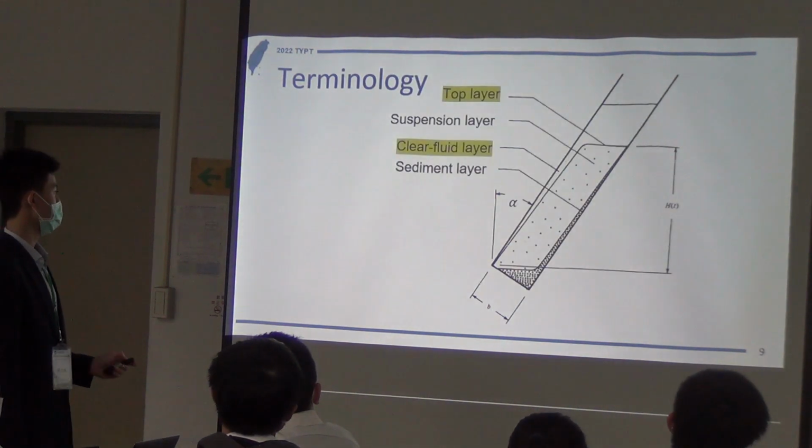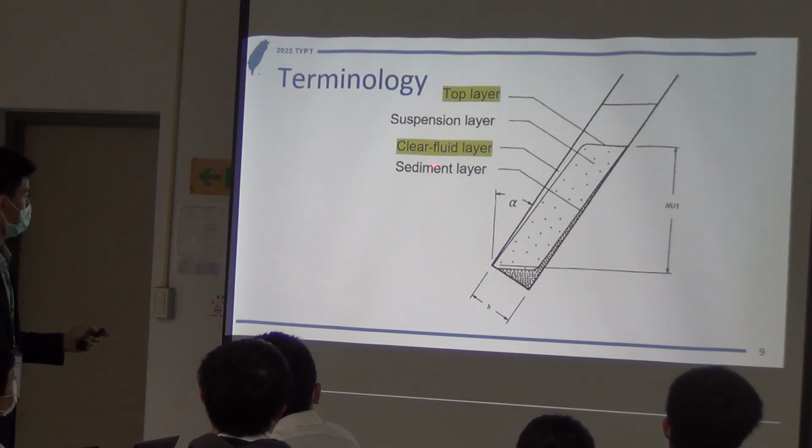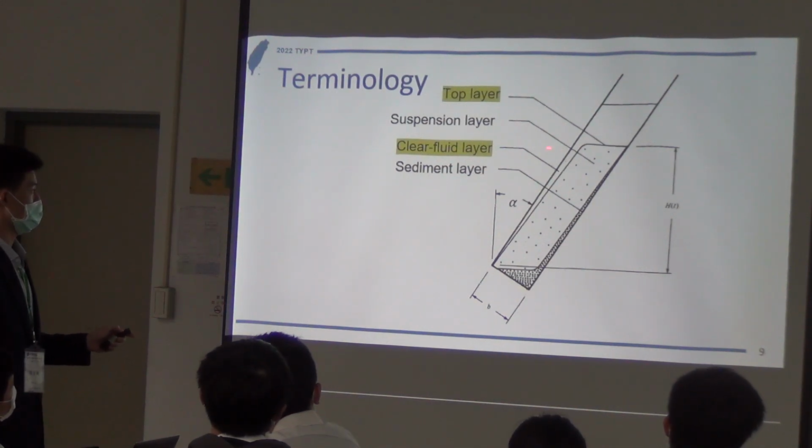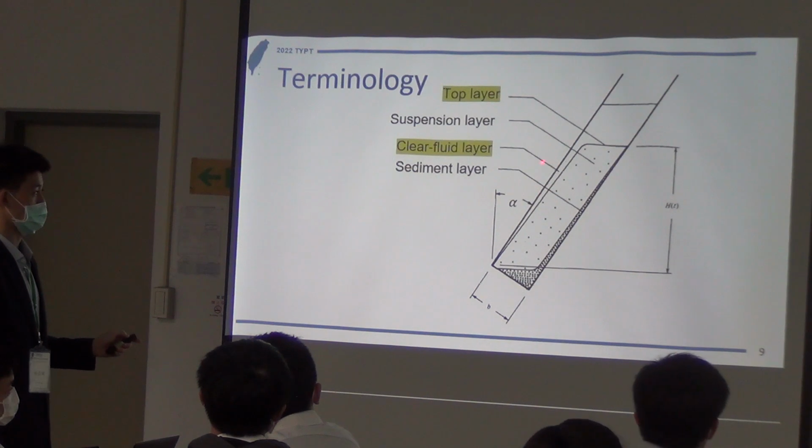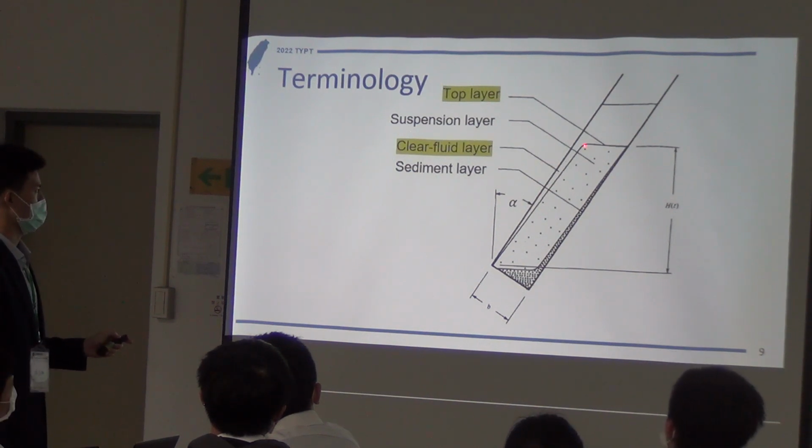And there are several commonly used terms in this presentation. The clear fluid layer is close to the upper facing wall, and it does not contain any particles. And the top layer is often not clear, but its descent represents the settling rate.